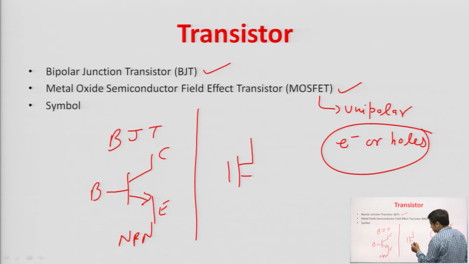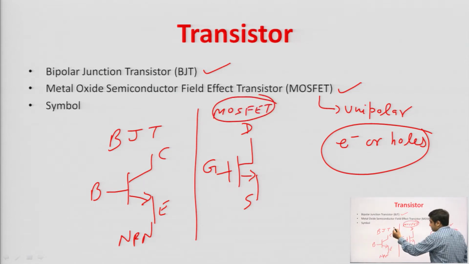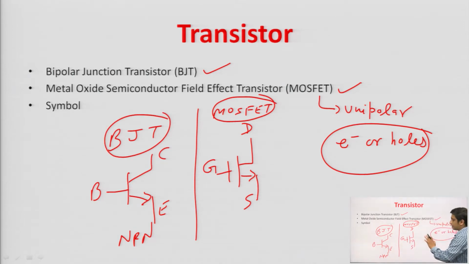And the symbol of MOSFET, normally we consider enhancement type MOSFET. This is the gate terminal, and in BJT there is a collector, in MOSFET there is a drain, in BJT there is emitter, in MOSFET there is a source. This is the symbol of MOSFET. BJT and MOSFET both are transistors and both are active elements. We design amplifiers using active elements, we can design it using BJT or using MOSFET. In this particular class we will be focusing on BJT only.